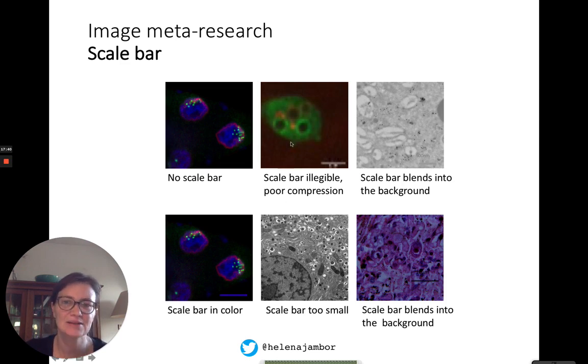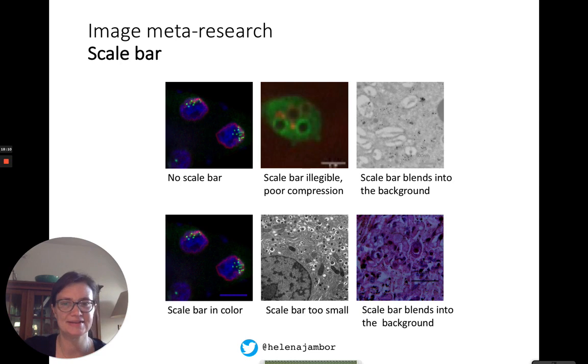Very often scale bars are entirely illegible because the images were compressed too much, or the scale bars are so thin or small that they're not visible at first glance. So if you zoom in here, you can see at the lower right hand corner actually a very small scale bar. Sometimes scale bars blend into the background, for example in EM microscopes or in histograms.